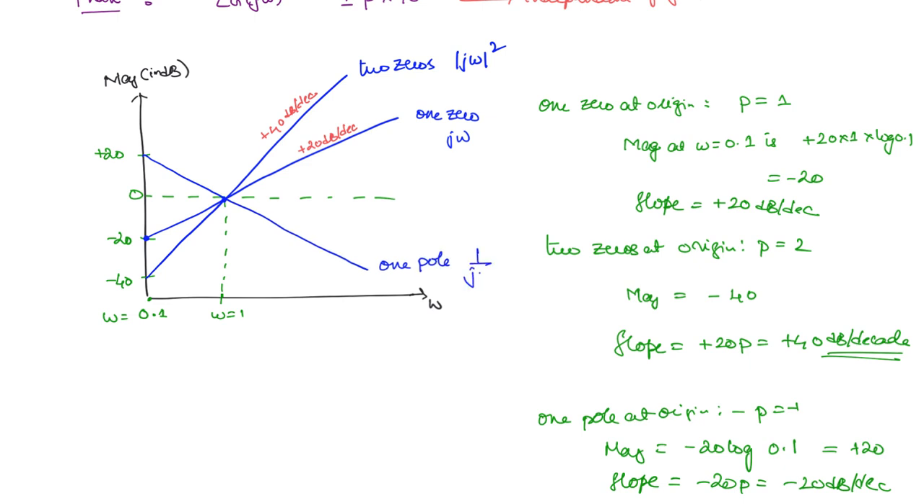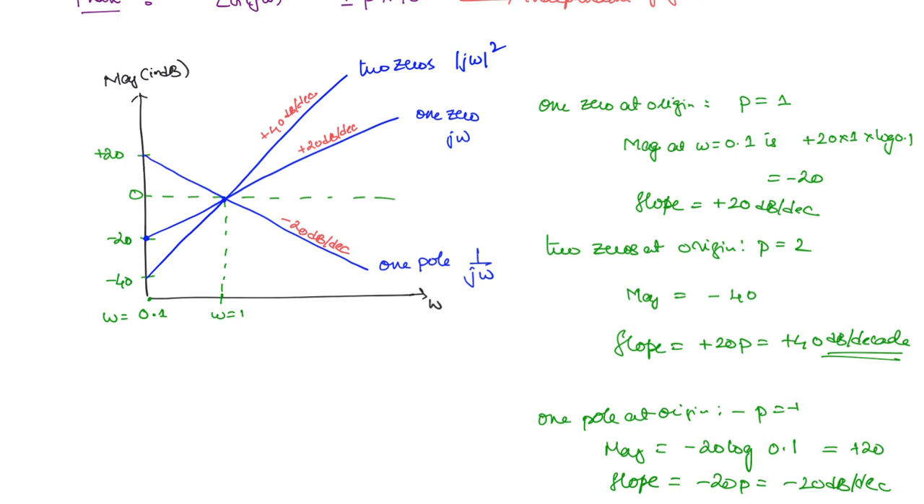So this is for one pole. That means 1 by j omega. What is the slope? It is minus 20 dB per decade. So here you can compare each of these functions. If it is a 0, then the function is going to be an increasing function. If it is a pole, then it is a decreasing function, meaning that as frequency increases, the magnitude will keep reducing. And since we have taken omega is equal to 0.1, one 0 is starting from minus 20, 2 zeros is starting from minus 40, one pole is starting from plus 20.